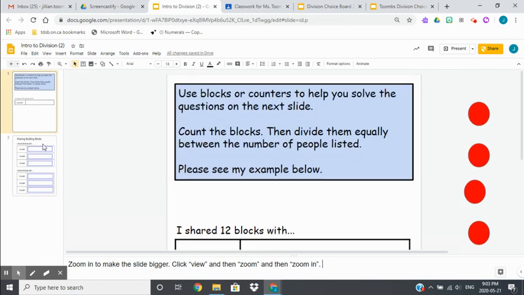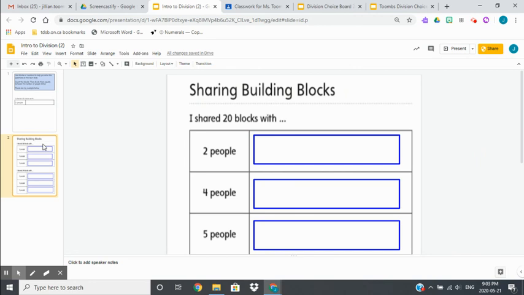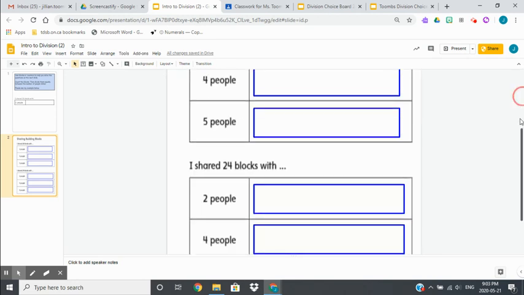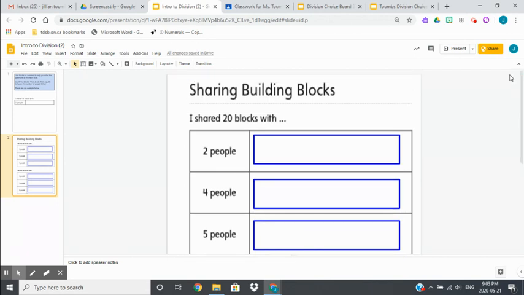Okay, so this is the work that you're going to do on slide number 2. So it's about sharing blocks. You can use blocks or beans or any other counters, anything you have at your house that you can actually use to help you solve these. You need to find something small. So 20 blocks is going to be the very first question, and your second question asks you to use 24. So make sure you have enough of whatever object you're using to help you count today.